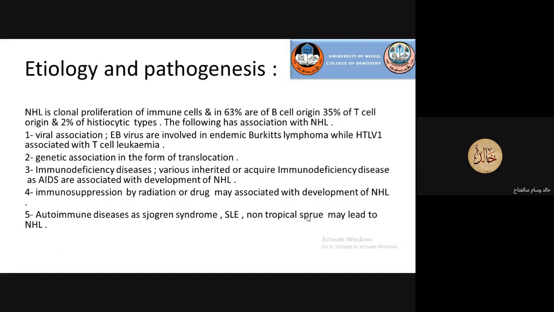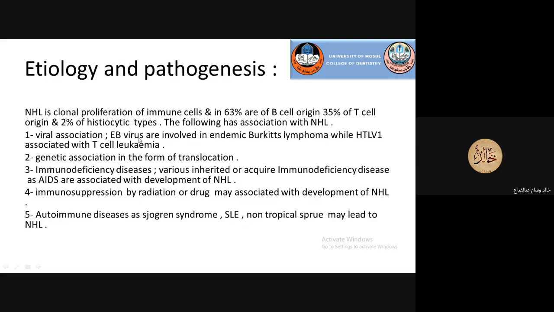So, what is the etiology and pathogenesis? What are the conditions that may predispose for non-Hodgkin lymphoma? Non-Hodgkin lymphoma is a clonal proliferation of immune cells, and in 63% they are of B cell origin, 35% of T cell origin, 2% of histiocytic type, and it may have some risk factors or associations. The most important association could be viral infection.